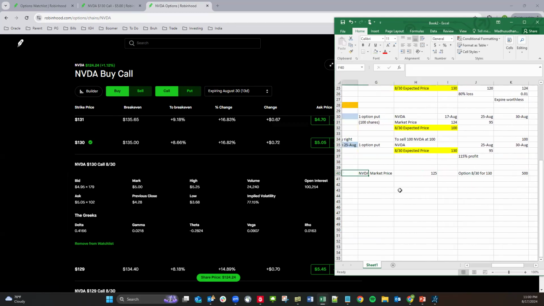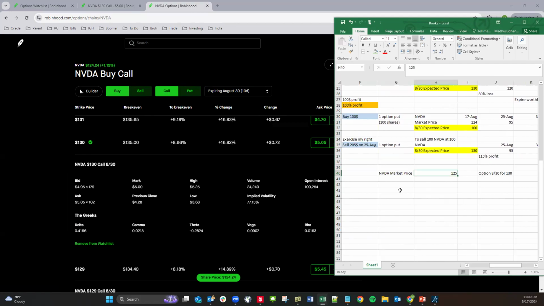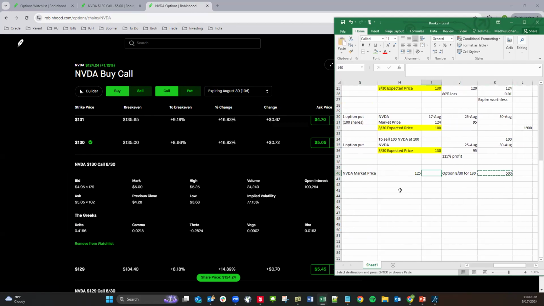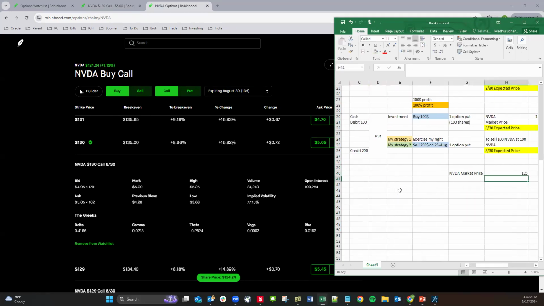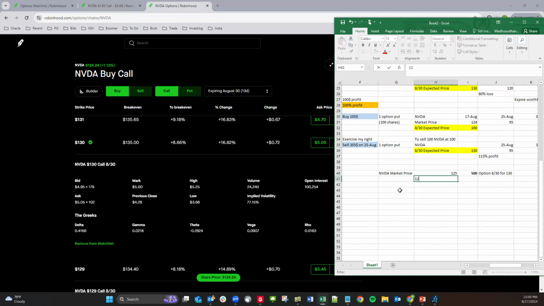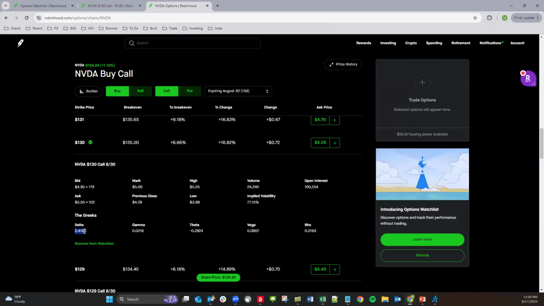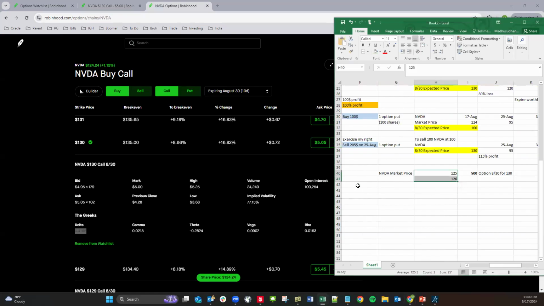Now let me move this 500 here. If my NVIDIA stock moves by $1 from 125, to 126, then the delta here is what gets added to my premium. So 505 was my premium. Let me do the math here.